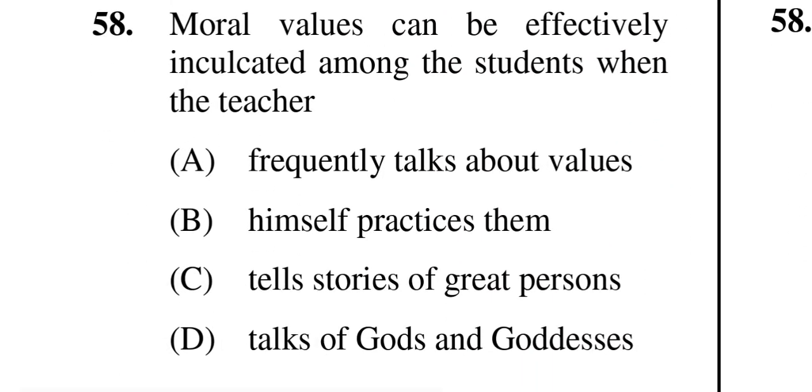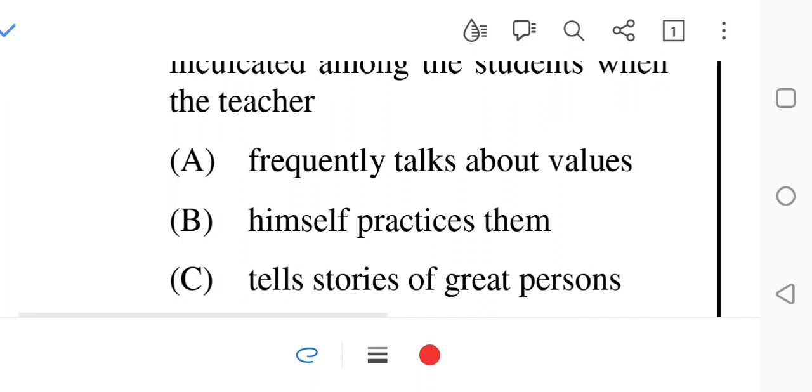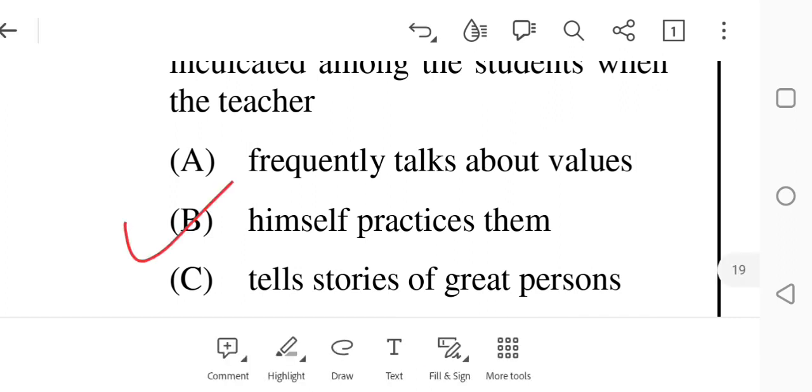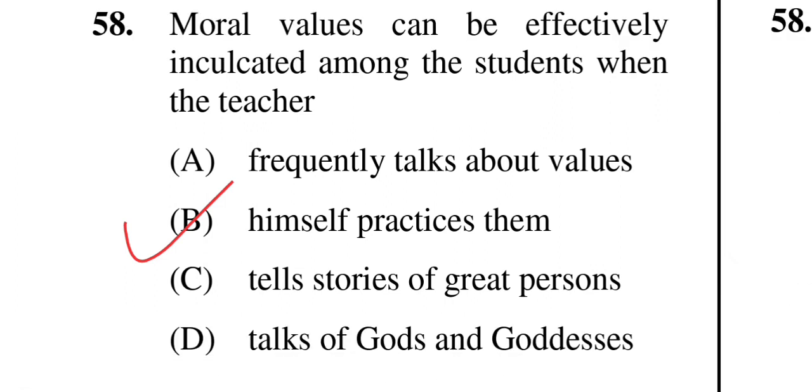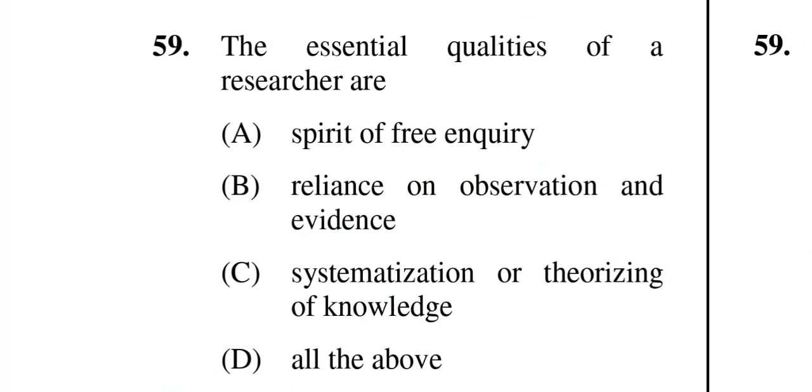58. Moral values can be effectively inculcated among the students when the teacher frequently talks about values, himself practices them, tells stories of great persons, talks of God and goddesses. 58, so moral values can be effectively inculcated among the students when the teacher tells stories of great persons. Will it be? No. Himself practices them. If the teacher is not practicing any kind of moral values, then that specific teacher will not be able to inculcate the same moral values among the students. Okay, so the B option will be correct. Himself practices them.